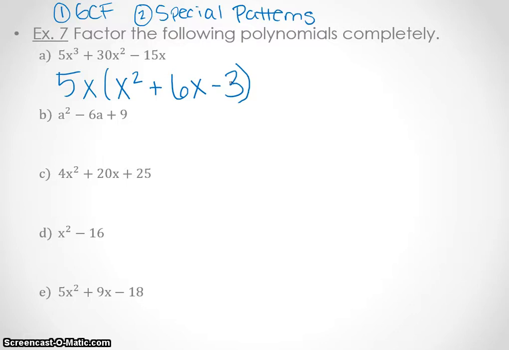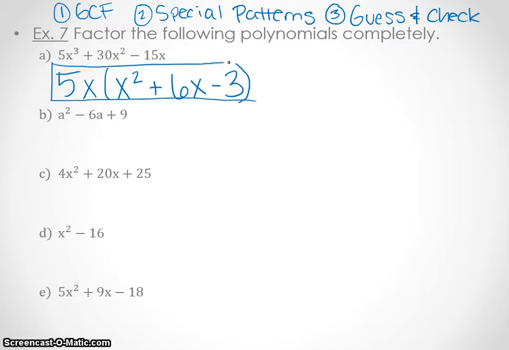Let's see, square root of 3, square root of x. No, that's not cutting it. So no special patterns, so then I guess I can guess and check. Essentially I need factors of 3 that have a difference of 6. The only factors of 3 are 1 and 3, and 1 minus 3 or 3 minus 1 does not give me 6. So this factors no further, so this is our answer here.